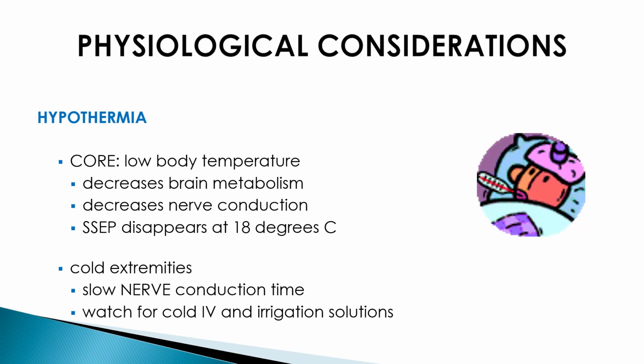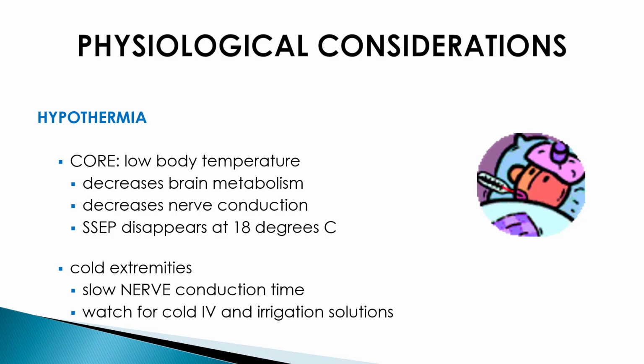Not only are we going to track the medications that anesthesia gives, but we're going to track physiological considerations as well because they can affect our data. Hypothermia, or low body core temperature, can decrease brain metabolism. It also decreases nerve conduction, so it slows down the nerve conduction and it increases our latency, so they look like they shift. If the arms are cold, if they're sticking out from underneath the drapes, it can also slow down nerve conduction and cause shifts in our waveforms.